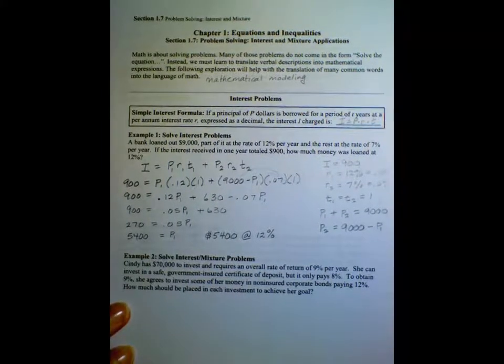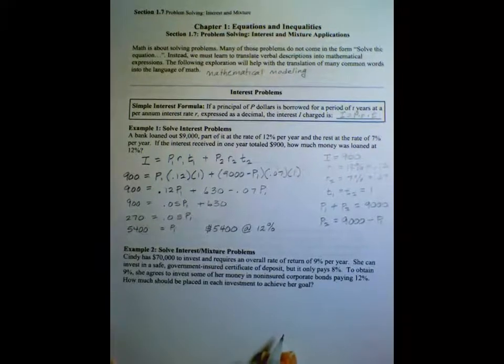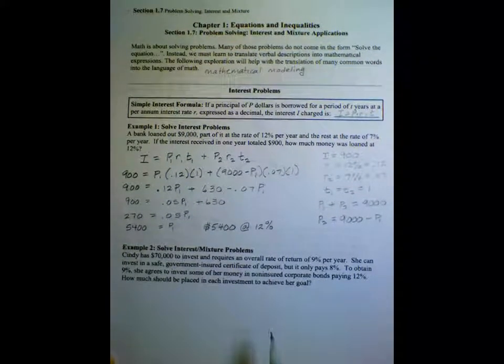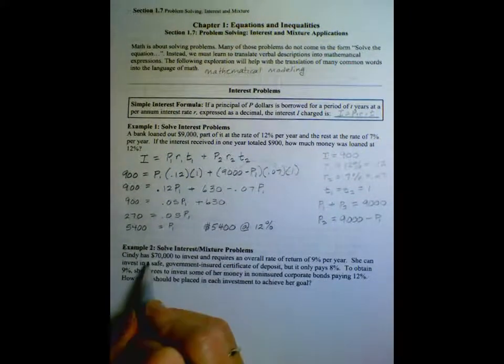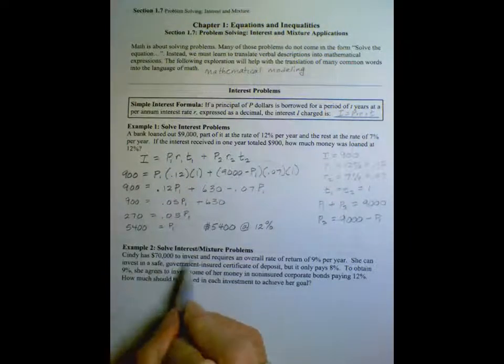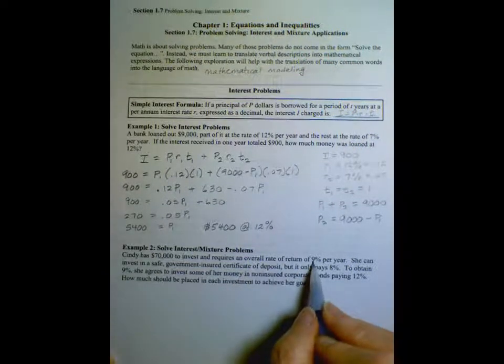Okay? All right, example 2 is very similar. It has one little extra step, but let's work through this to get a little extra practice. Now, Cindy has $70,000 to invest, and she wants to end up making 9%. Okay, what does that mean?